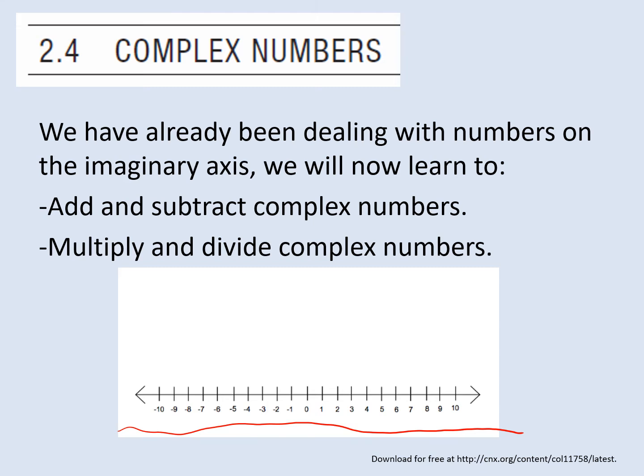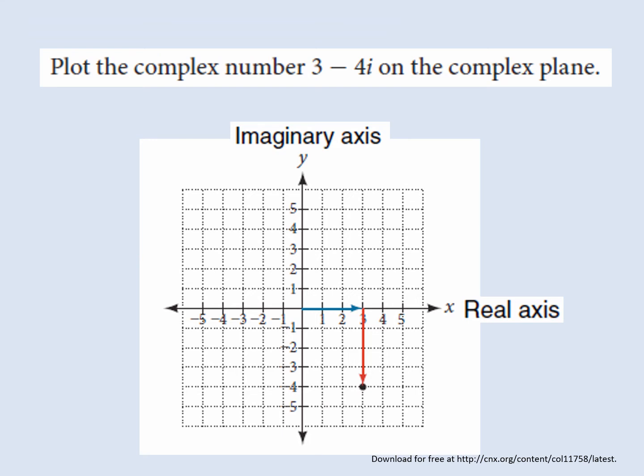So in this section we will learn to add and subtract complex numbers and multiply and divide complex numbers. So if we were to graph 3 minus 4i, we would go over to the right 3 on the x-axis and down 4 on the y-axis. Like I said earlier, this minus sign shows that we are on the negative side of the y-axis.